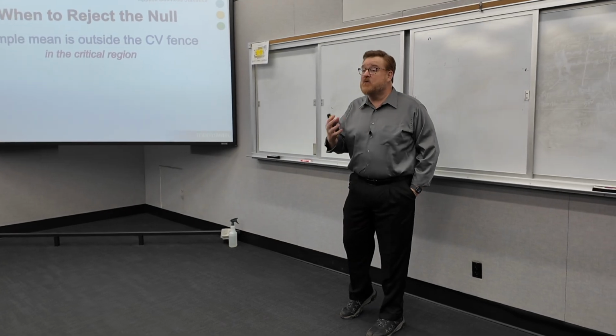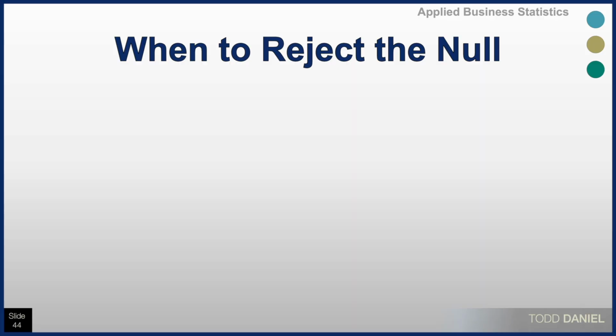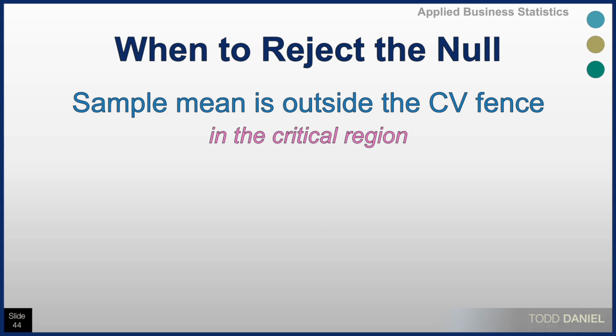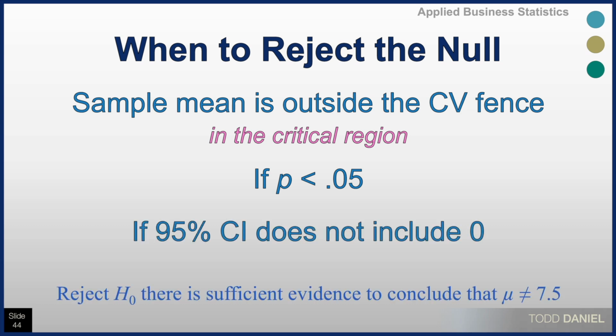So when do you reject the null hypothesis? You look at the sample mean, and it is over the fence, the critical value. It is in the critical region, which is also called the region of rejection. If you look at a significance value, and it is less than 0.05, you reject the null hypothesis. If you look at your confidence interval, you're looking for a mean difference, and that mean difference does not include 0, reject the null hypothesis.